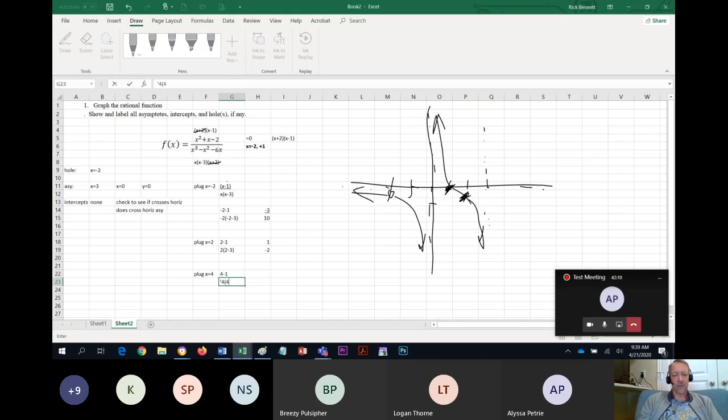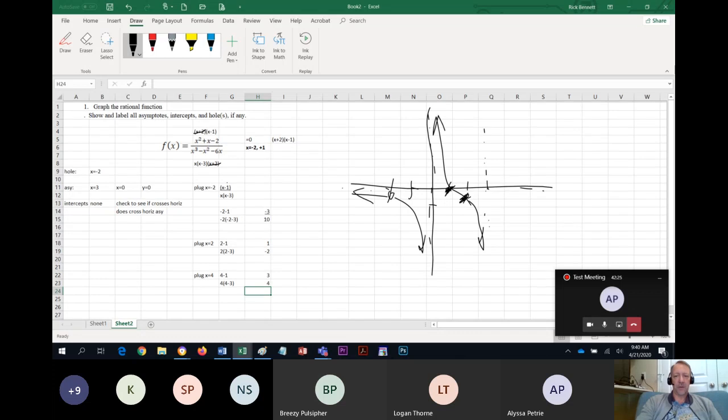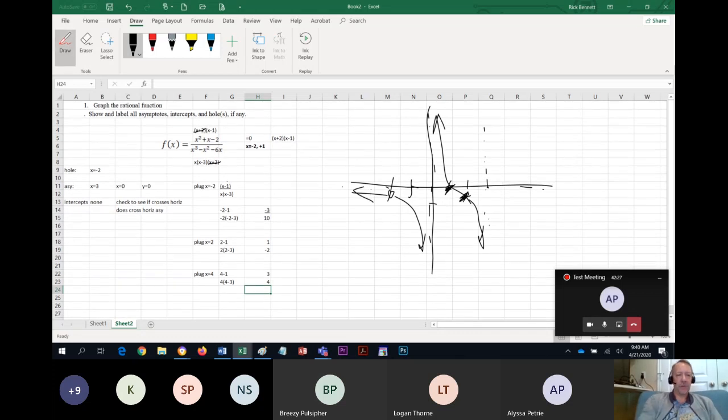times 4 minus 3. So 4 minus 1 is 3. 4 minus 3 is 1 times 4 is 4. So I'm positive I'm at 3/4. So it's definitely going to be above the axis. And now maybe I'll draw it a little bit more L-shaped than I did the first time.